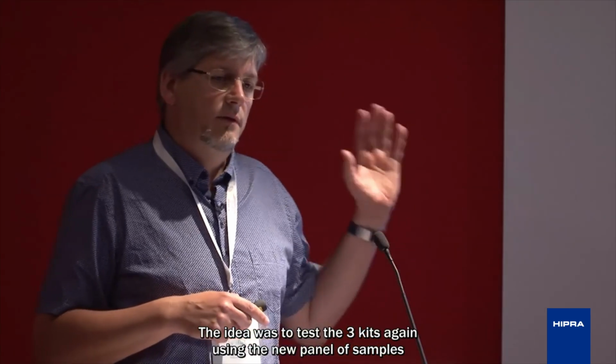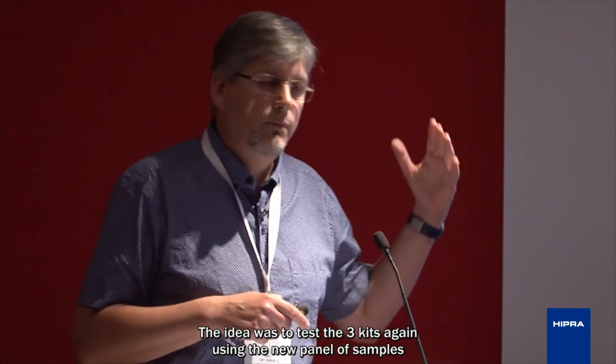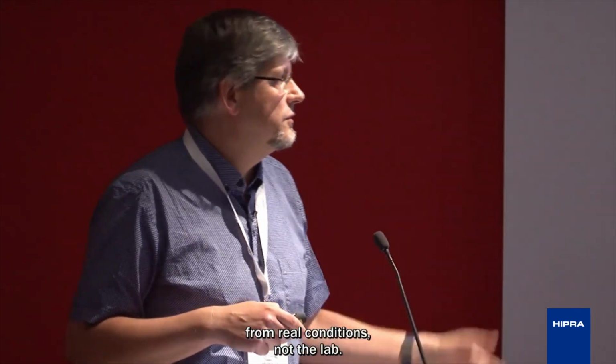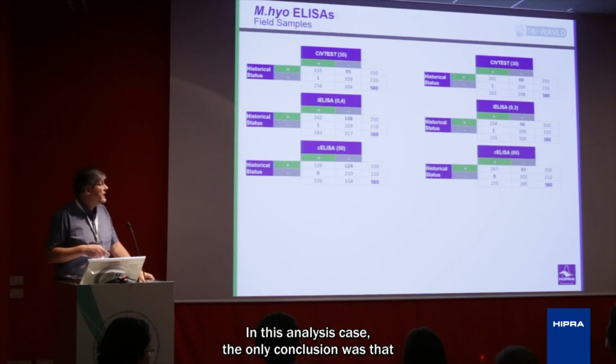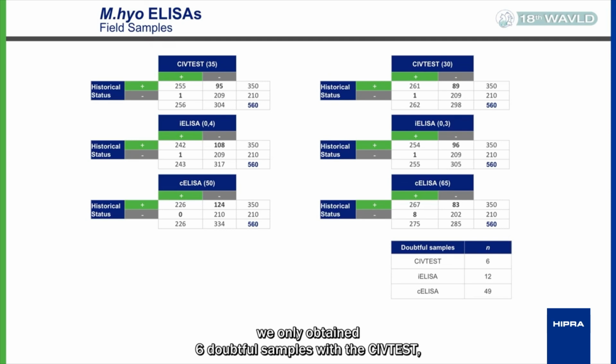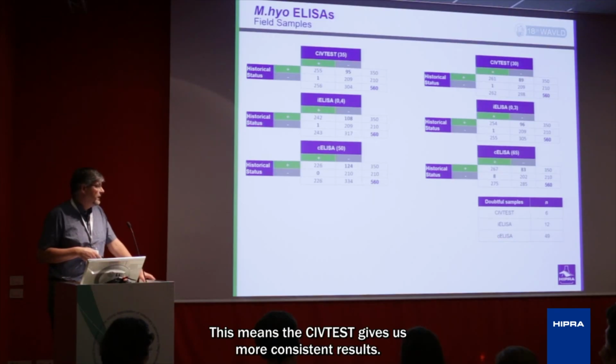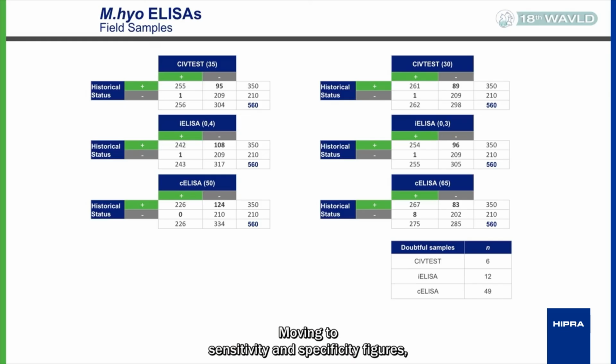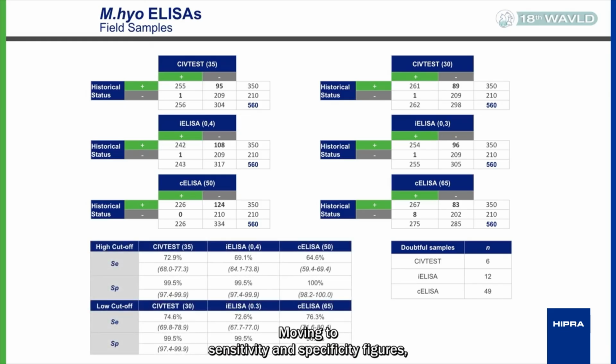The idea was to test the three kits again by using this new panel of samples coming from real conditions, not from the lab. In this analysis, maybe the only conclusion was that we obtained by the FIP test only 6 samples inside the doubtful category, by the indirect ELISA 12, and with C-ELISA 49. It means that we have more consistent results with the FIP test. If we move to figures of sensitivity and specificity, in this case, the best sensitivity was obtained with the FIP test, followed by I-ELISA and C-ELISA.